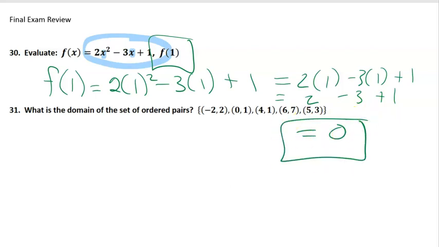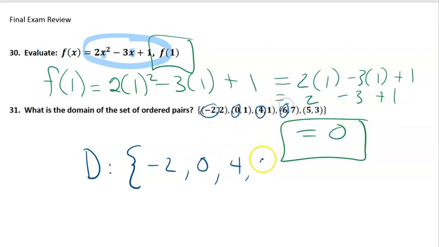Okay? The domain of this ordered pair, remember these are x, y, x, y, x, y, all the way across. Domain is your x values. Now, it's written as a set. So, negative 2 is part of the domain. 0 is part of the domain. 4 is part of the domain. 6 is part of the domain.